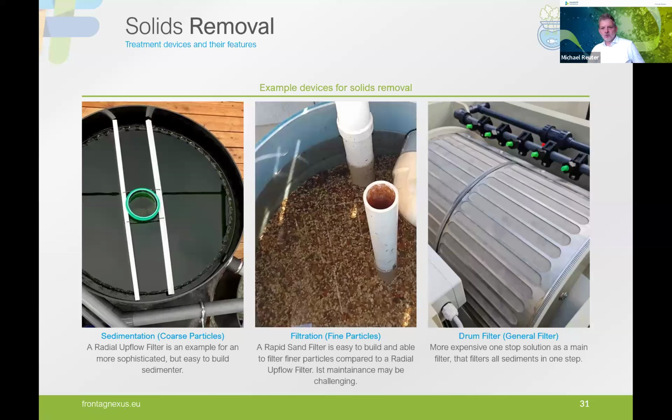Very common solid removal devices are sedimentation devices, like, for example, radial upflow filters or just simple sedimentation basins that can filter out coarse particles of the system. We have filtration systems like, for example, rapid sand filters that can filter out finer particles. And if we are going a little bit more high-tech, we can also have kind of one-stop solutions in our system, like screen filters or a drum filter here in this photograph, that filter out most of the sediments in one step. So coarse sediments and the finer sediments in one step.